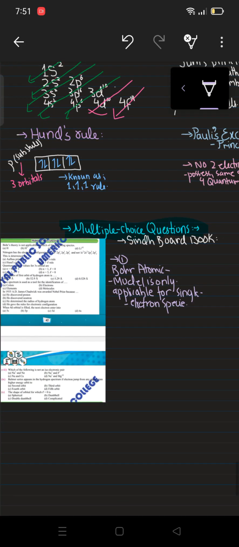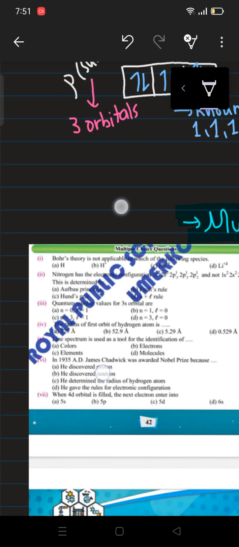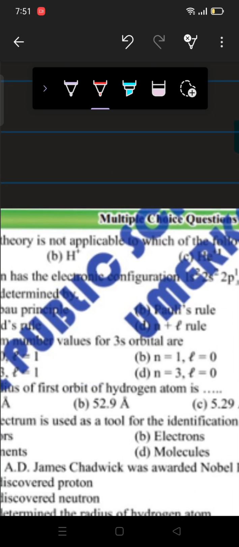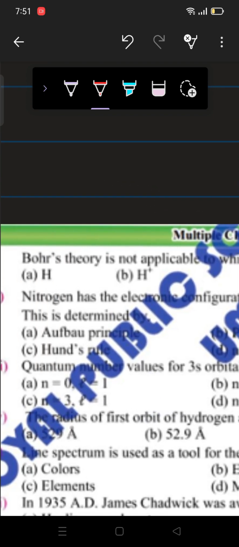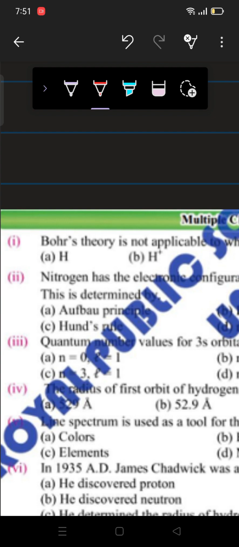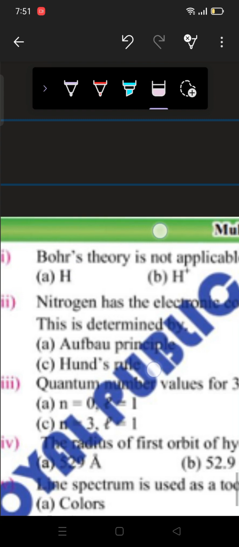So we need to check which of these possess only one electron. We already know that hydrogen has one electron. But they are asking which species Bohr theory is not applicable to, which means a species that does not have a single electron. Hydrogen has one electron, so it will be applicable.